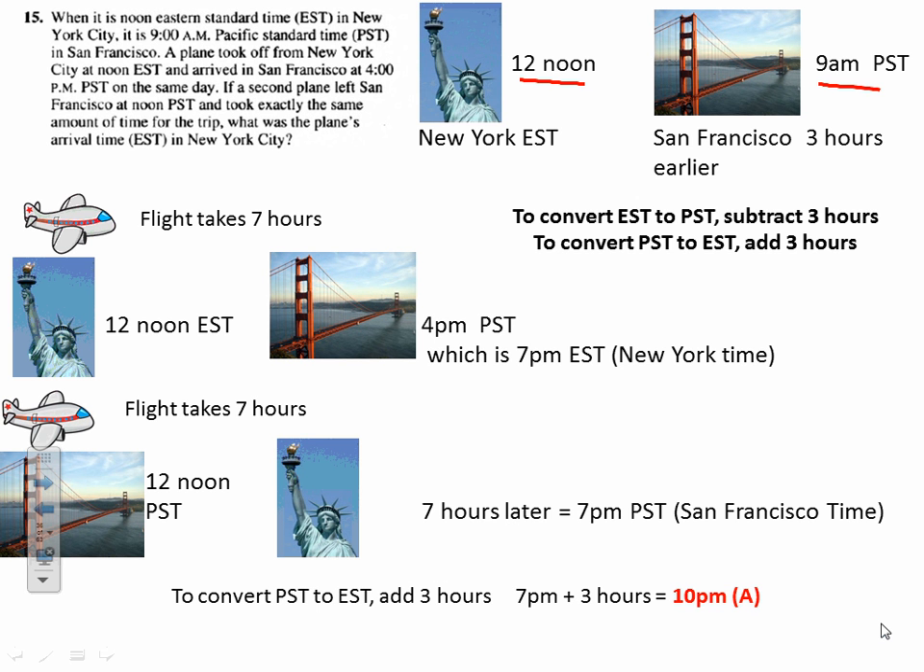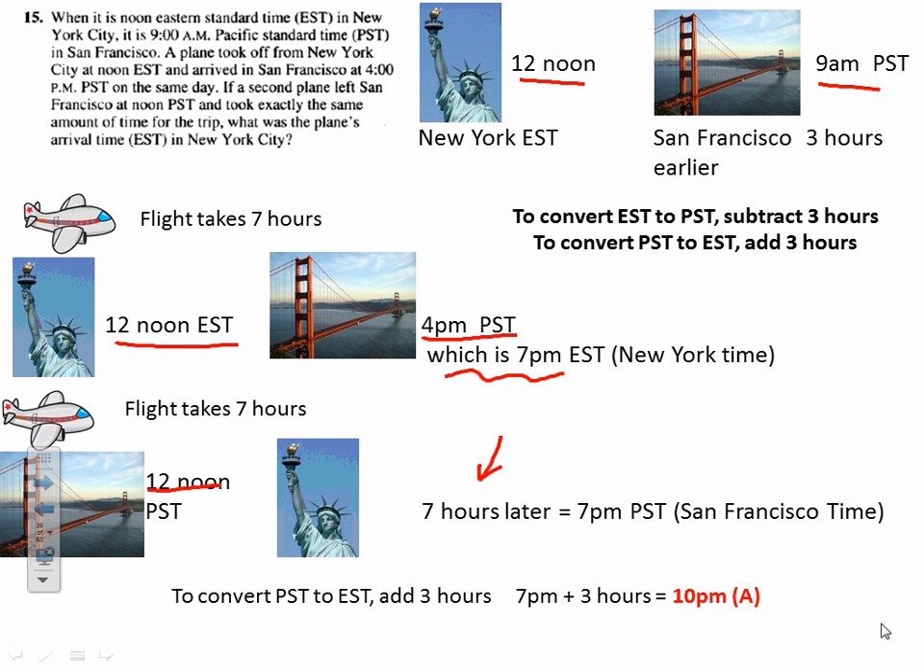A plane took off from New York City at noon Eastern Standard Time and arrived in San Francisco at 4 p.m. Pacific Standard Time on the same day. If a second plane left San Francisco at noon Pacific Standard Time and took exactly the same amount of time for the trip, which we'll talk about in a little bit, then what was the plane's arrival time, Eastern Standard Time in New York City?